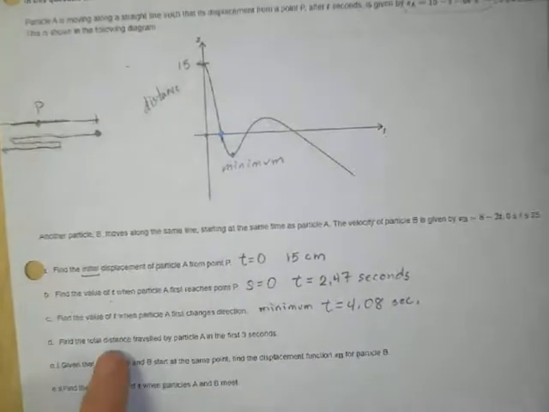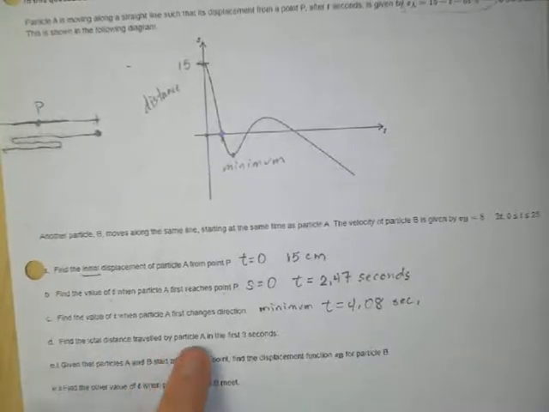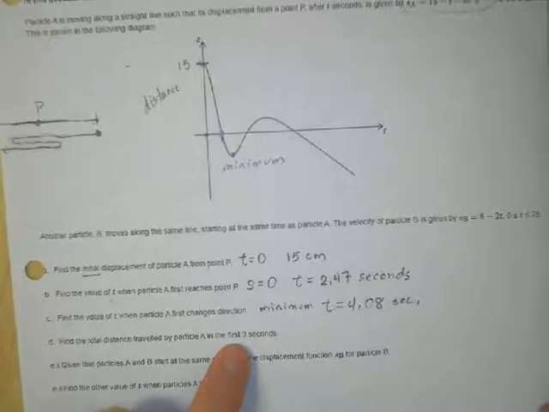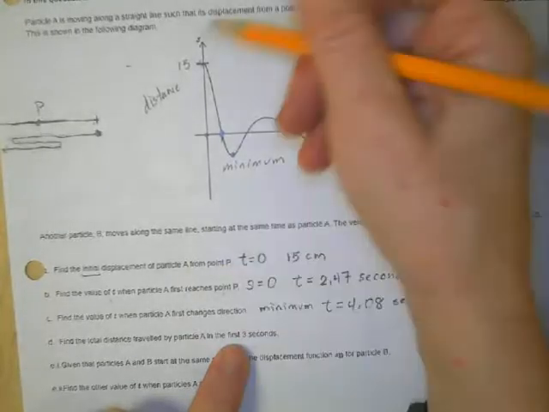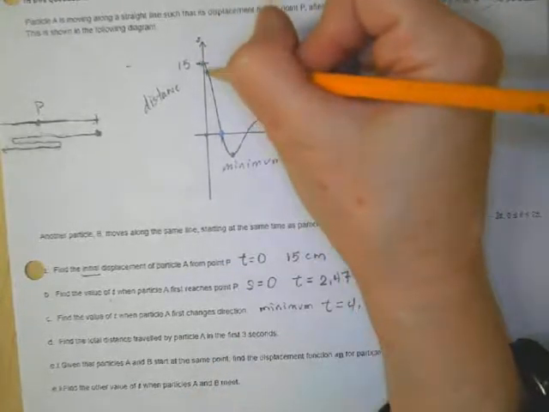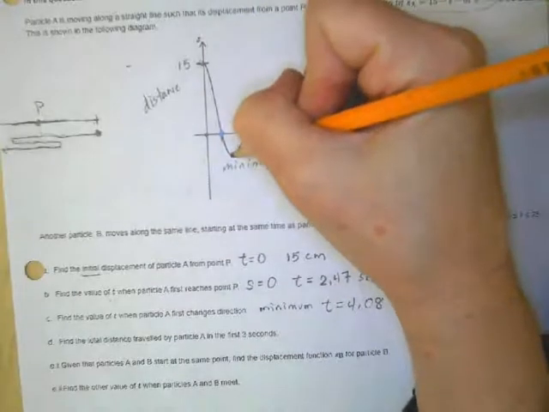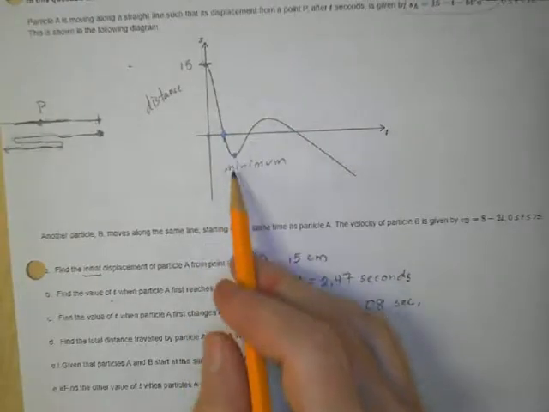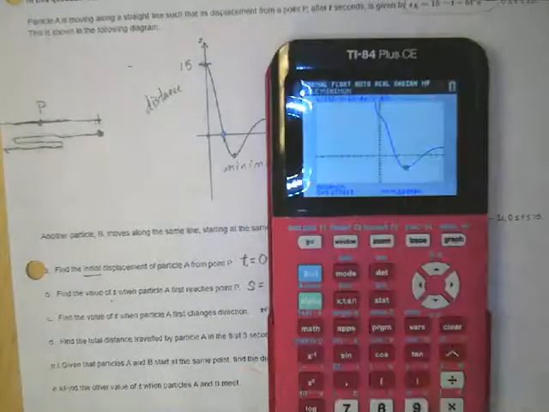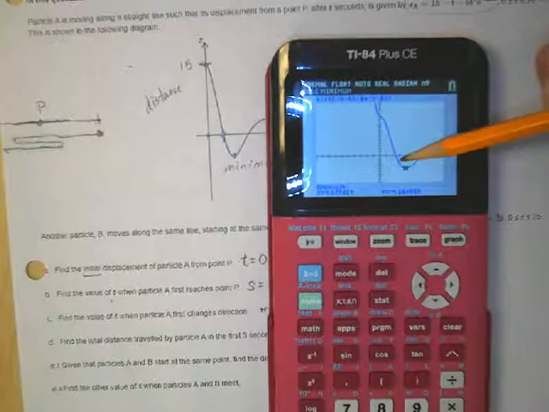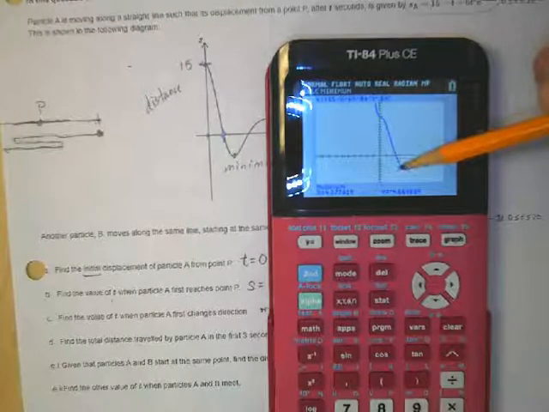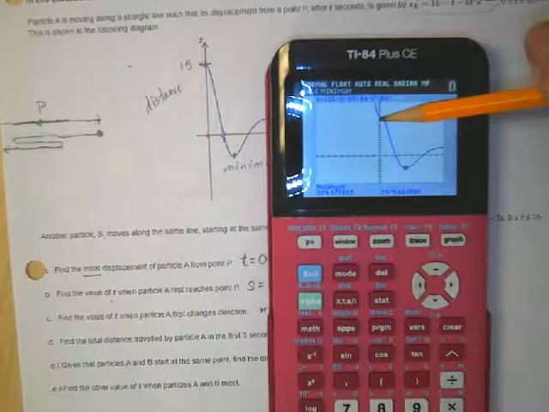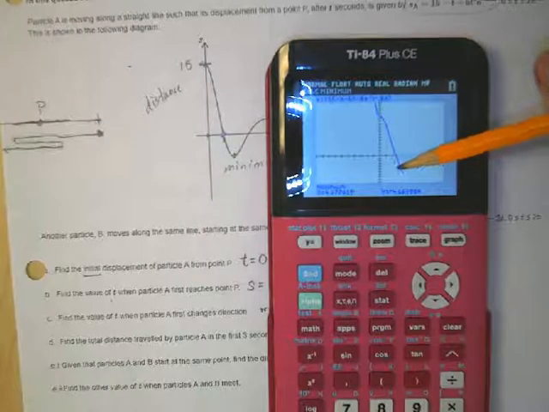Find the total distance traveled by particle A in the first 3 seconds. Okay, so in the first 3 seconds, from here down to here, how long did that take? That took more than 4 seconds. So 3 seconds is actually somewhere, let's get my graphing calculator, 1, 2, 3, it's like right here. So the total distance is going to be this distance here plus this distance down here.